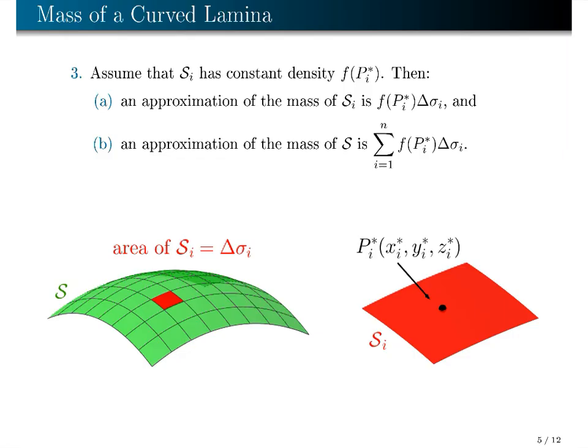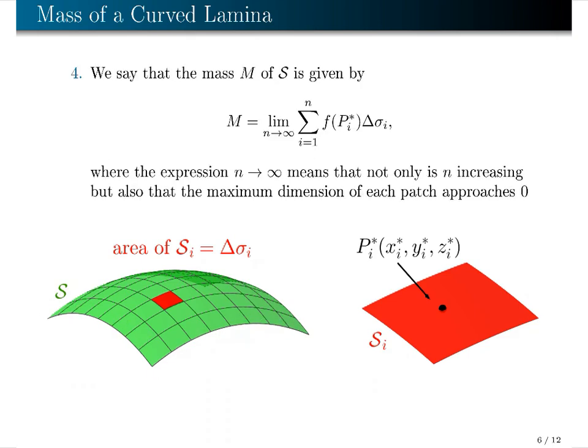For the sum part, we get the sum of these n approximations to obtain an estimate of the mass of the entire lamina S. From our discussion, we then define the mass m of lamina S to be the limit of the summation of f of Pi star multiplied with delta sigma i, where the sum runs from 1 to n, and the limit is taken as n approaches infinity.